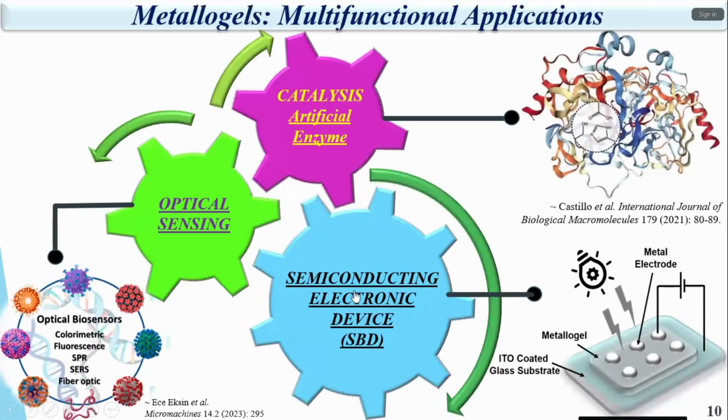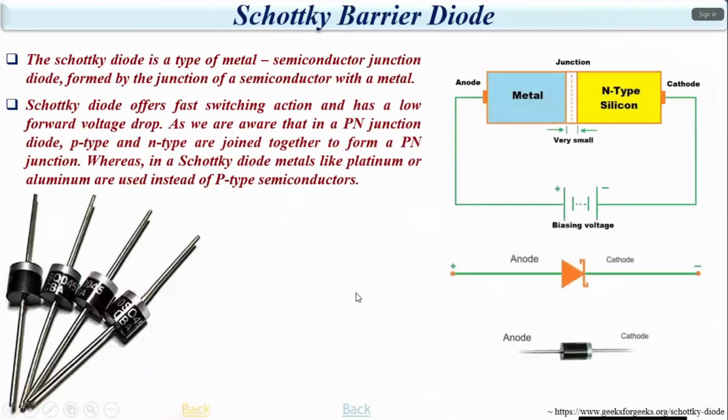Now, the third application we focused on for these metallogels is the fabrication of semiconducting electronic devices. So, we fabricated a Schottky barrier diode using these metallogels. Our metallogel shows semiconducting behavior. Basically, as we know, a Schottky diode is a type of metal-semiconductor junction diode. It forms a junction of a semiconductor with a metal.